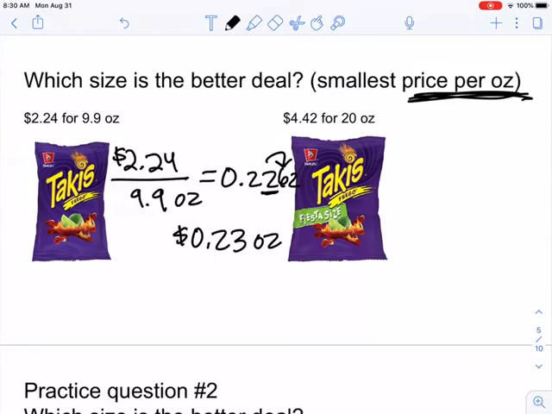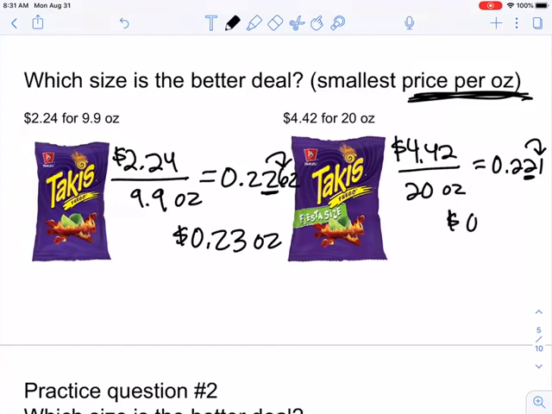Now I need to do the same thing for the bigger size. So money divided by the size. So in my calculator, I'm doing $4.42 divided by 20. And this is what I get. I'm going to round to the nearest hundredth. So here's the hundredth. I'm looking next door. And so since it's 4 or less, I'm going to let it rest. So this would be 22 cents an ounce.